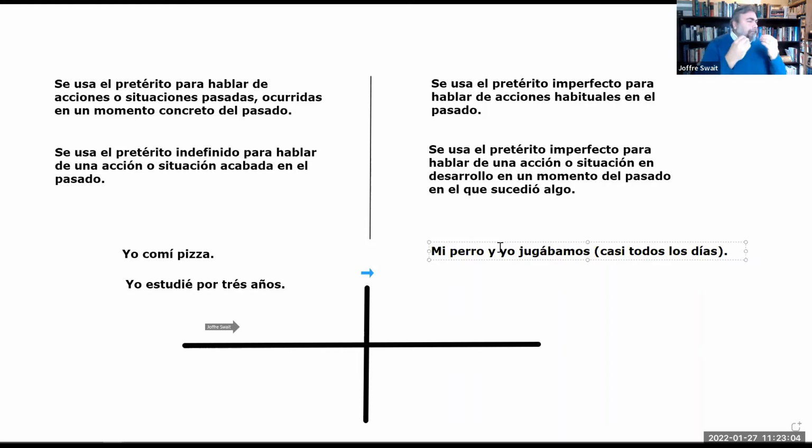Desarrollo es una linda palabra, una palabra importante. Y es una palabra que ustedes no conocen, en mi opinión. ¿Alguien aquí sabe qué es desarrollo? No, exacto. Desarrollo en inglés es development. ¿Ok? Entonces, se usa el pretérito imperfecto para hablar de una acción en desarrollo, en un momento del pasado. ¿Ok? Un ejemplo sería, a ver.